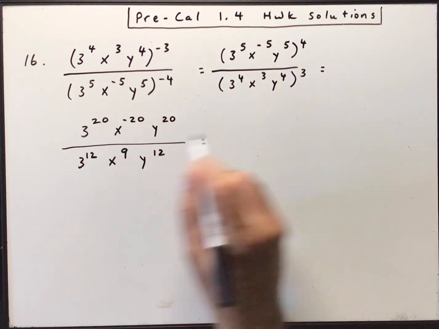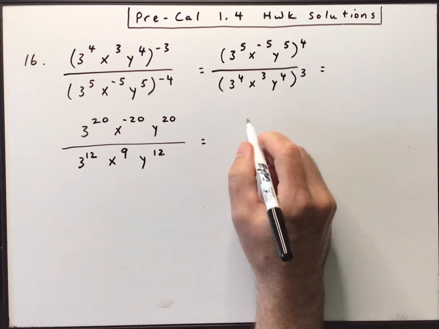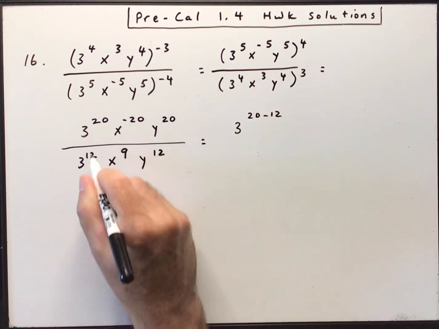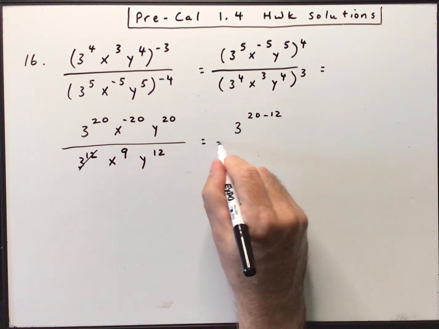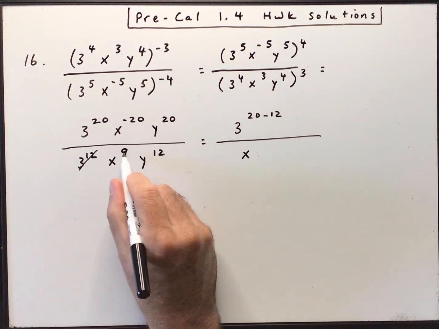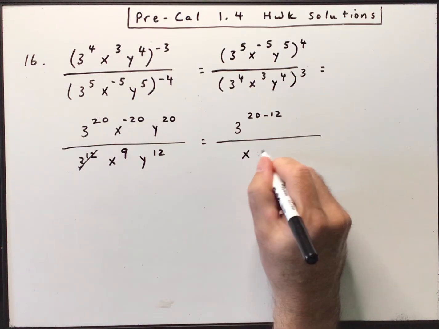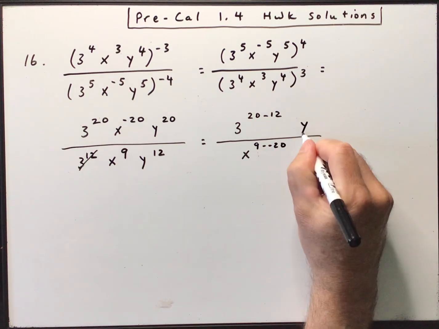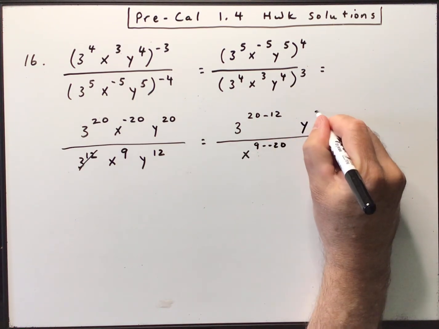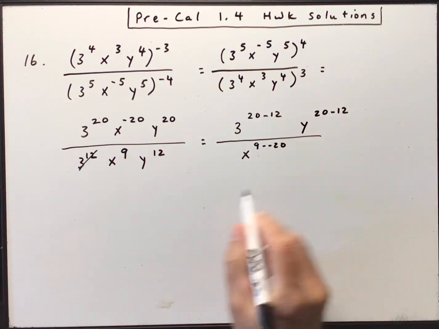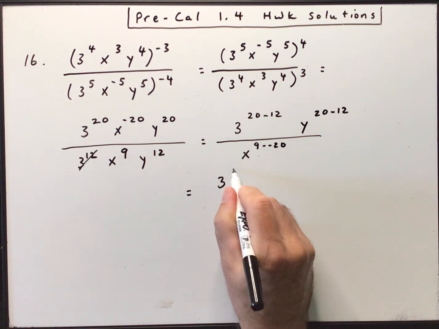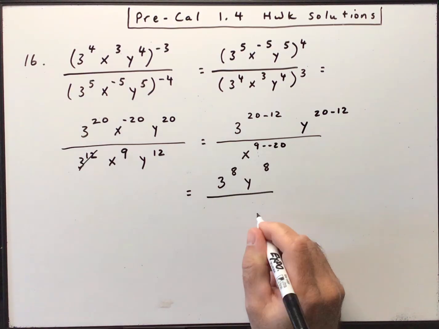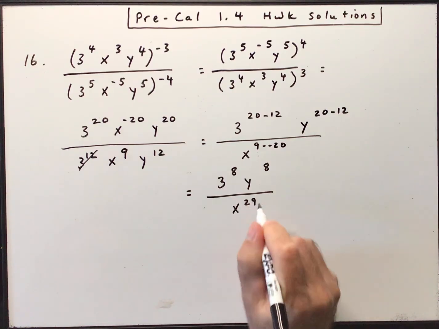All right, so the top wins here, 20 minus 12, so that's going to be 3 to the 20 minus 12 on top. The bottom wins with the x's, so that's going to be x to the 9 minus negative 20. And then the top wins with the y, so the y will stay on top, 20 minus 12 also. Okay, so that's going to be 3 to the 8th, y to the 8th, over x to the 29. Wow.